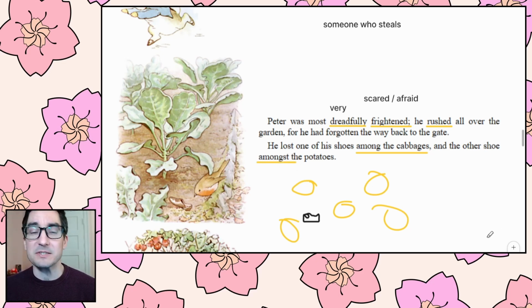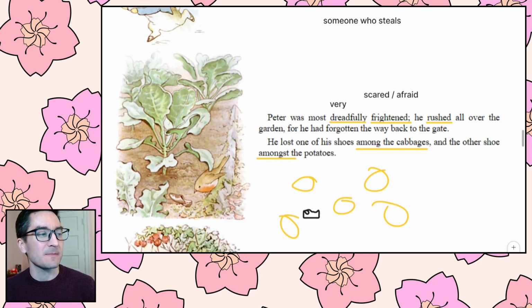This word amongst is the same as among. Okay? So he lost one shoe in the cabbage patch and the other shoe where the potatoes were growing. So poor little Peter was going crazy. Okay.